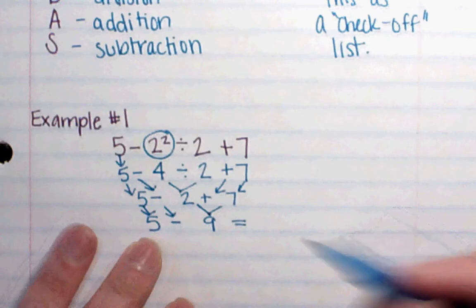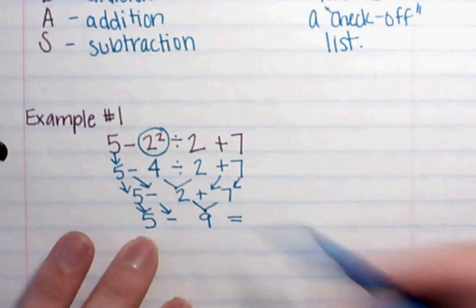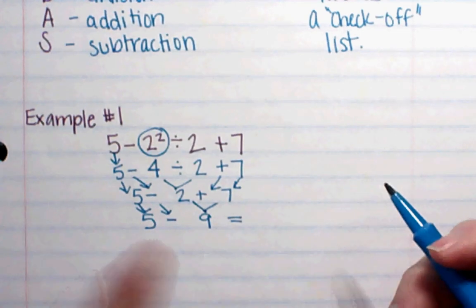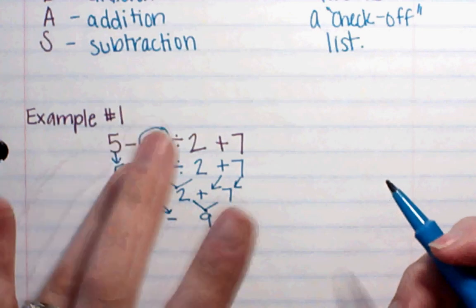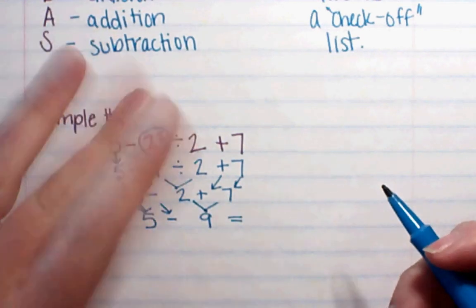So I'm going to go 5, and I'm going to take away 9, which means because 5 is a smaller number than 9, I'm going to end up with a negative number. So I'm going to count backwards. 5, 4, 3, 2, 1, 0, negative 1, negative 2, negative 3, negative 4.